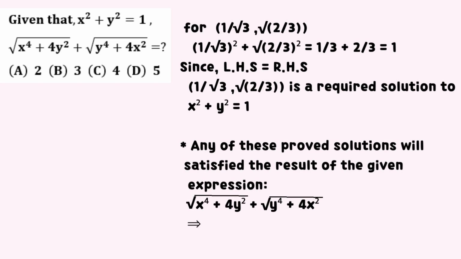Note that any of these proved solutions will satisfy the result of the given expression. That is, the sum of the square root of x to the power of 4 plus 4 times the square of y, and the square root of y to the power of 4 plus 4 times the square of x.